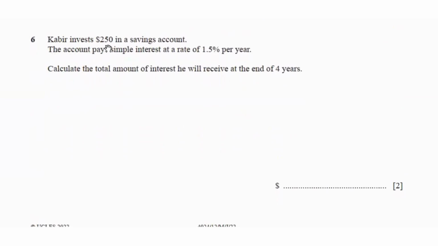The next question says Kabir invests $250 in a savings account. The account pays simple interest at a rate of 1.5% per year. Calculate the total amount of interest he will receive at the end of 4 years.